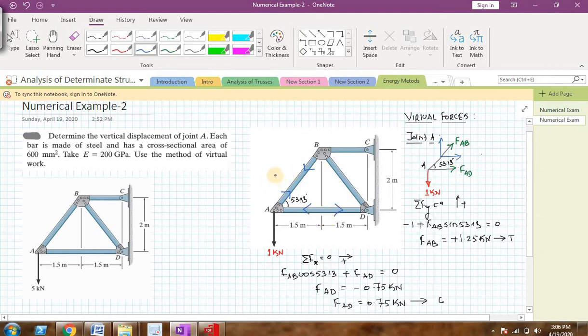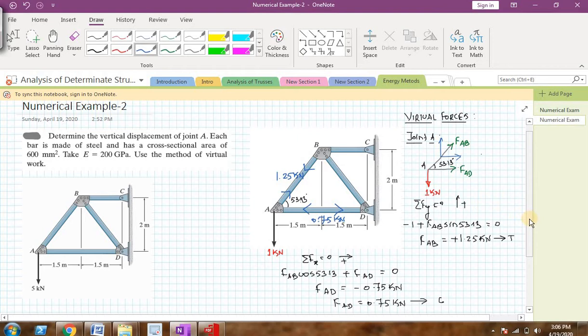So AB is 1.25 kilonewtons and this is 0.75 kilonewtons. So I can write the unit also here. Okay, now I have found the force in these two members. Now I can easily go to joint B, where 3 members are meeting, but out of 3 members I already know the force in the member AB, and I can calculate the force in the other 2 members.